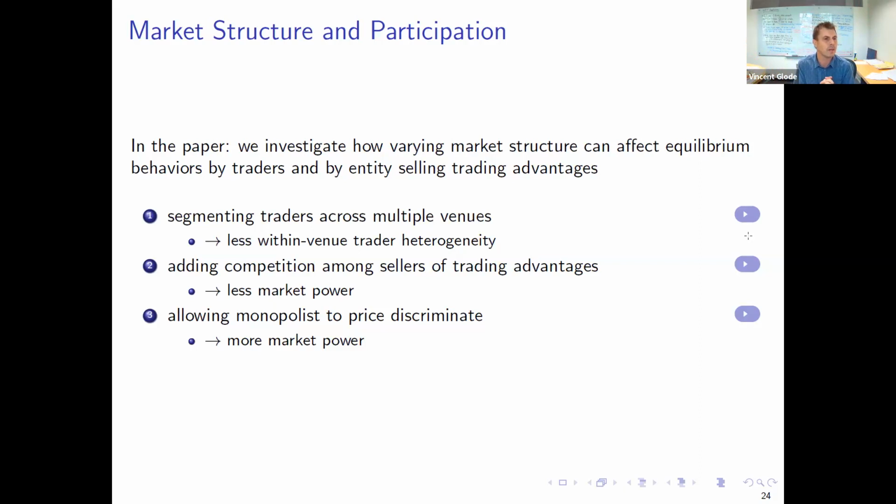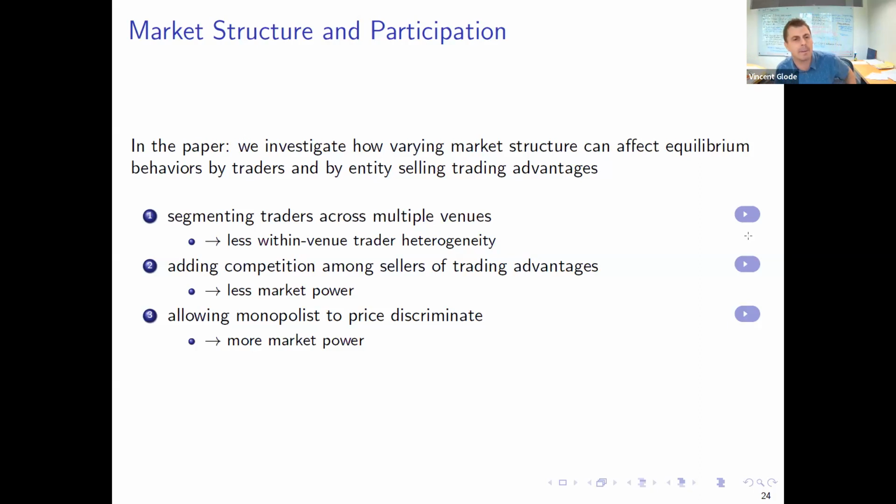We show in the paper that adding competition among sellers will worsen the efficiency of participation, because one thing that is great in our setup is that the monopolist internalizes the impact of its decisions on market participation. If we have a large number of sellers who take participation as given, they will be more aggressive in their pricing, and it will lead to even more trading advantages being sold.